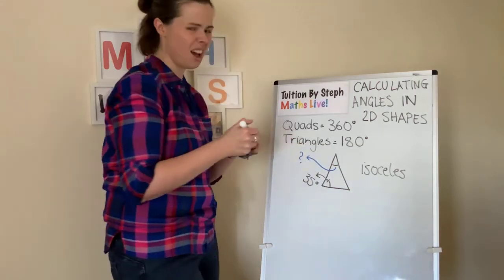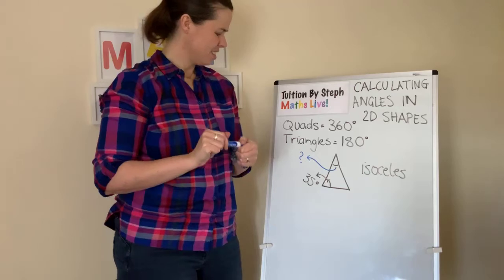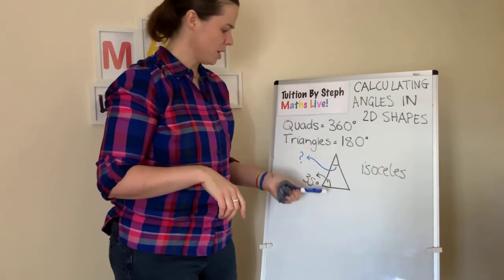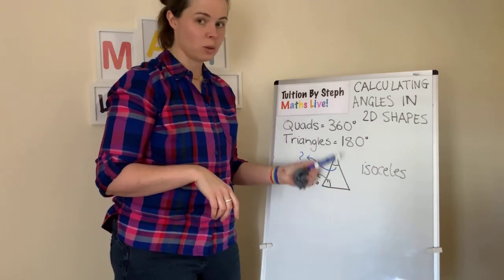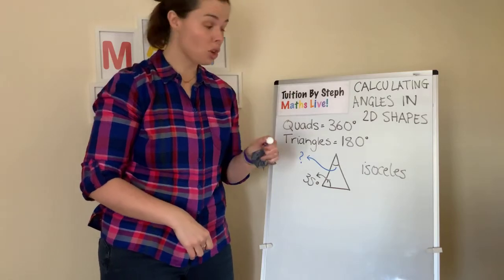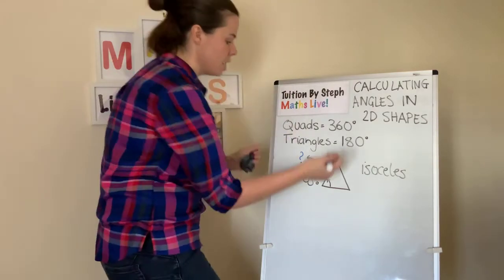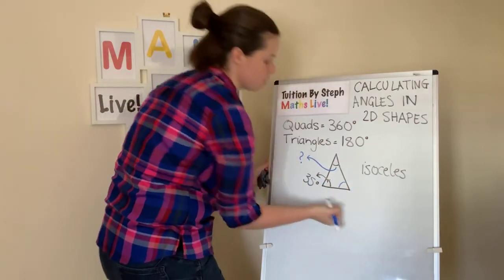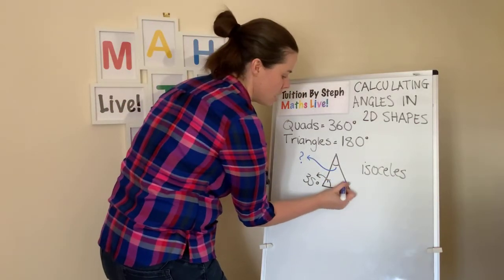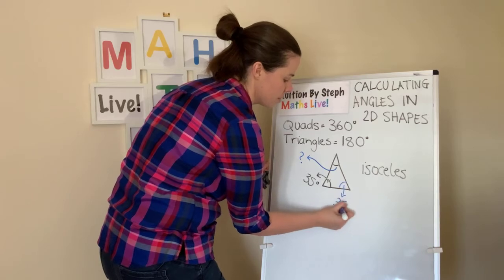You'll be thinking, how do I do that? How do I know what that one is when I don't know what that one is? Well, with an isosceles triangle, you do. Because as I mentioned earlier, the two sides are the same length. The angles are also the same. So if that's 35 degrees, then this is 35 degrees.